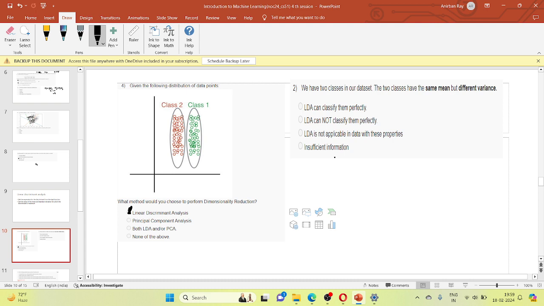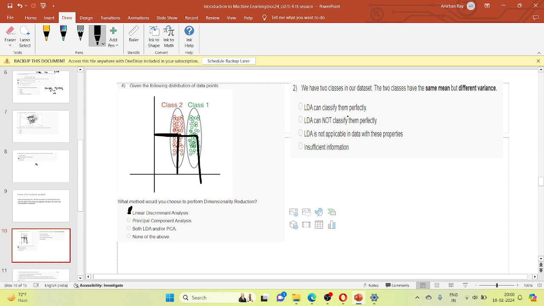So in this case, what's the answer? We have two classes in our data set. The two classes have the same variance but different mean. As you can see, the location is different, so the mean is different. This is the mean here, and this is the mean here. These two points represent the means.